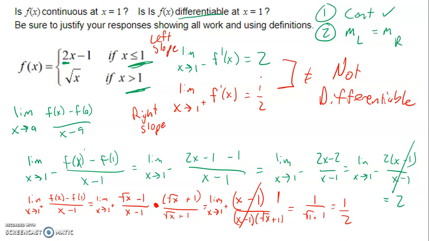And this is the type of work that you would want to show. You would want to show the work for calculating the slope at each of them, and then show that they're not equal to each other.